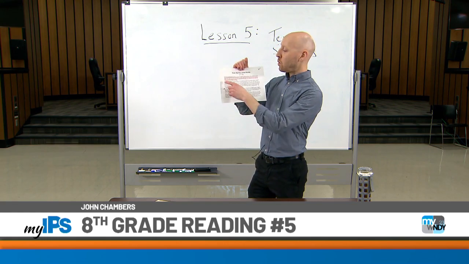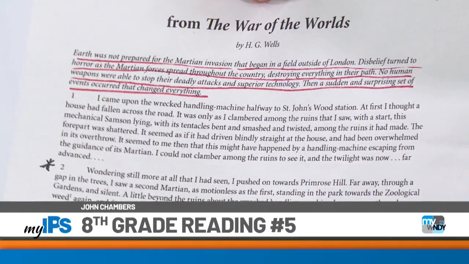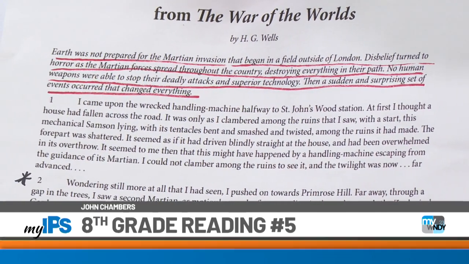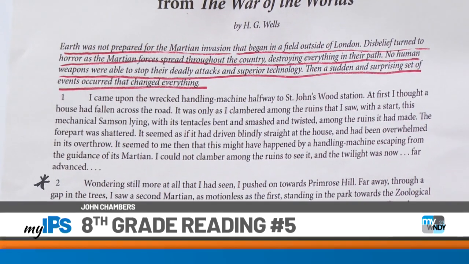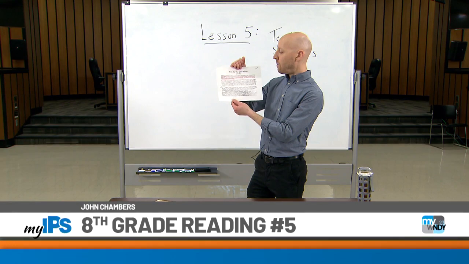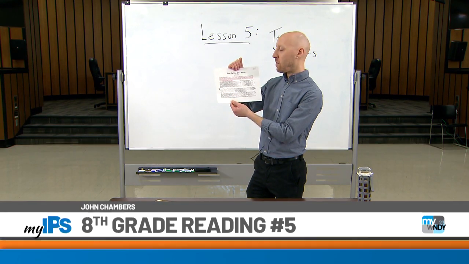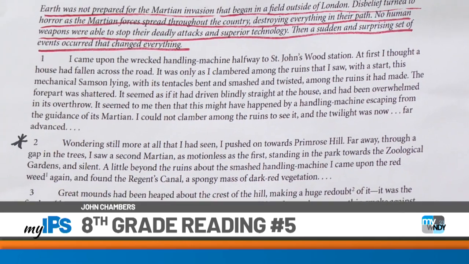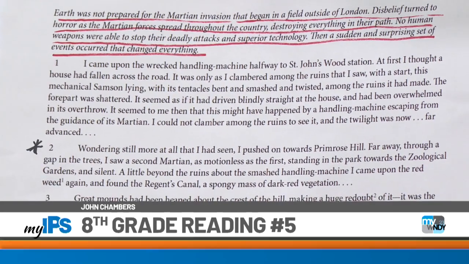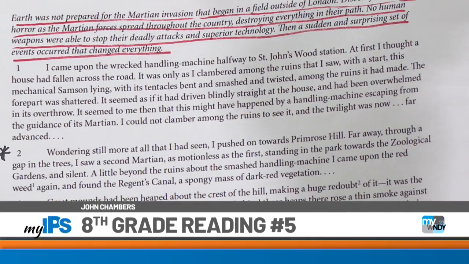All right. Earth was not prepared for the Martian invasion that began in a field outside of London. Disbelief turned to horror as the Martian forces spread throughout the country. So really exciting scene, destroying everything in their path. No human weapons were able to stop their deadly attacks and superior technology. Then a sudden and surprising set of events occurred that changed everything.